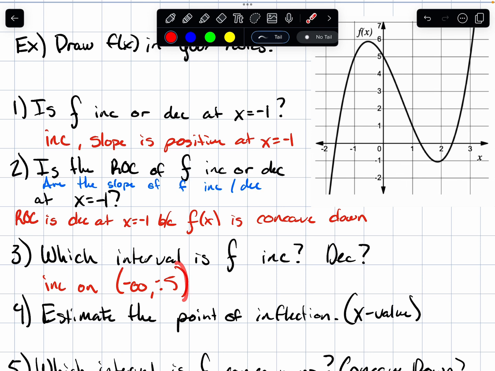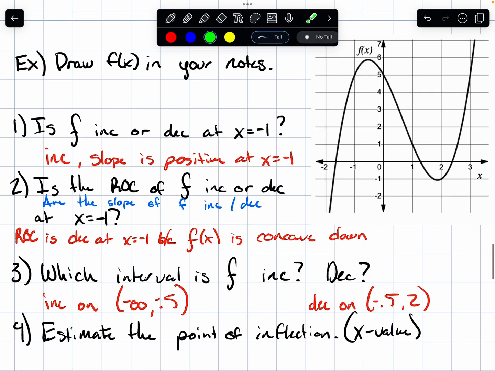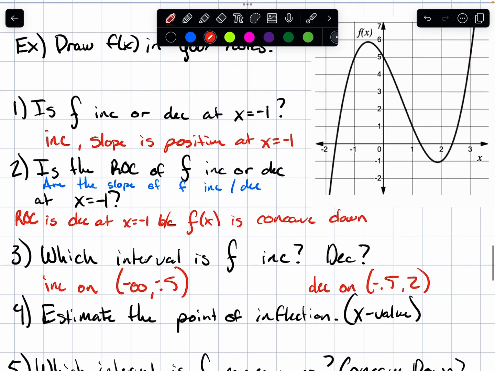Now, it's important that these are indeed parentheses. I don't want brackets in this case. I'm not allowed to touch infinity. It's a concept. And I don't want to touch 0.5 because the slope here is technically 0. It's not increasing or decreasing. My next interval would be from like -0.5 to, we could just call this 2 to make it simple. So I can say we're decreasing on -0.5 comma 2. So on that interval. And then lastly, as I go from 2 on up to infinity, I'm increasing again. So 2 comma infinity.